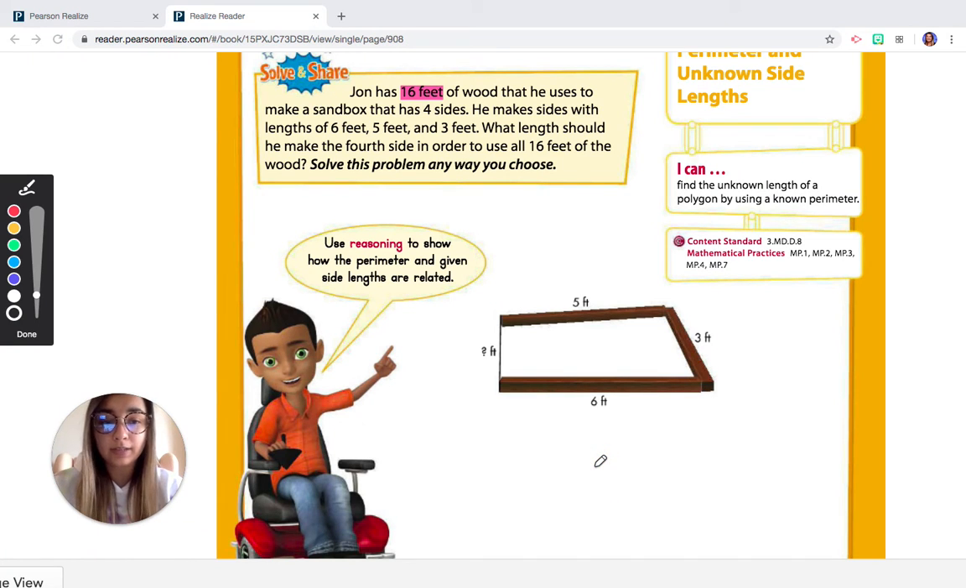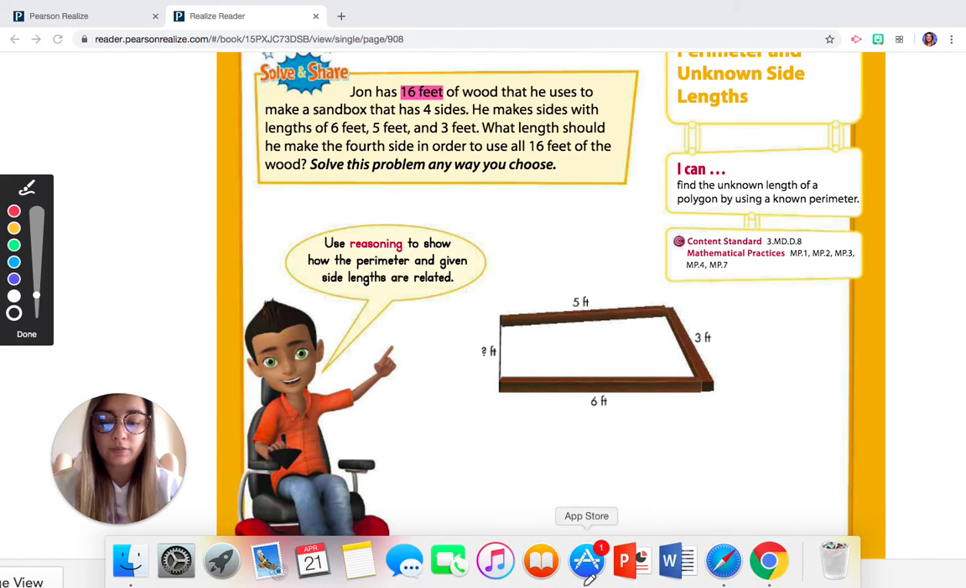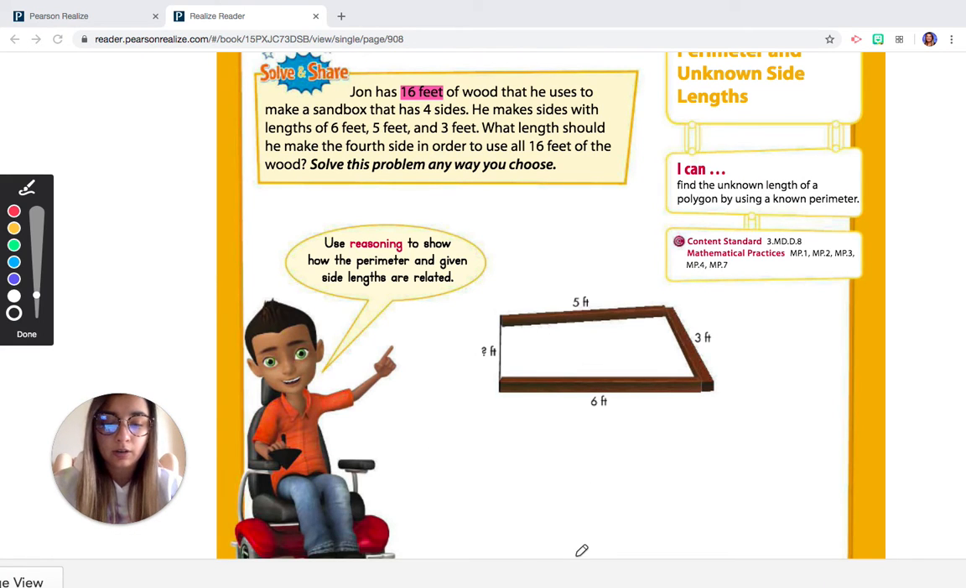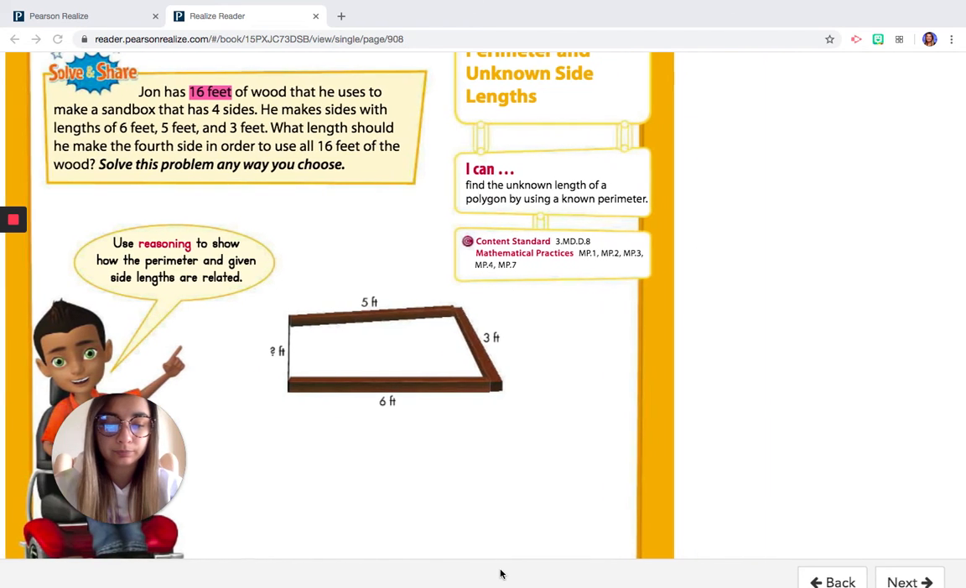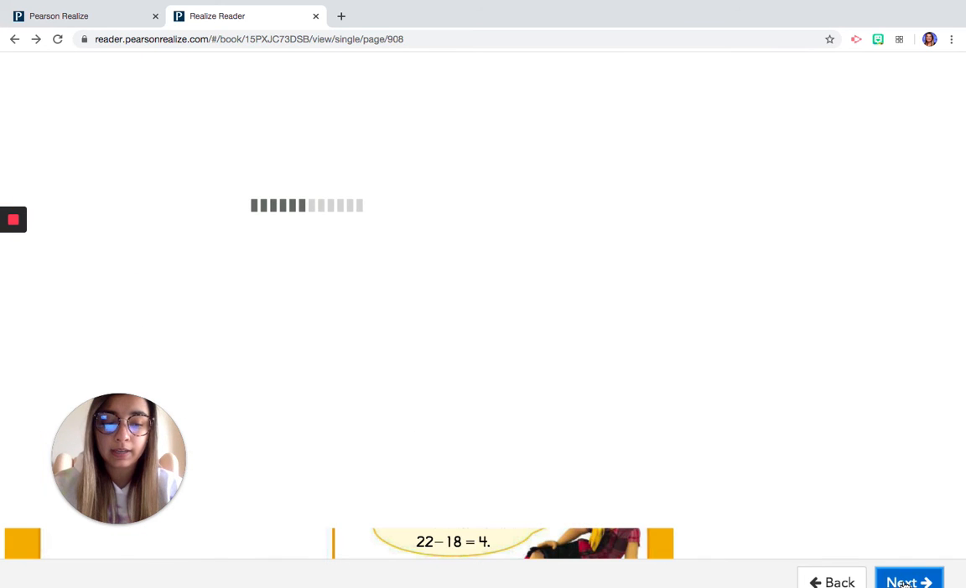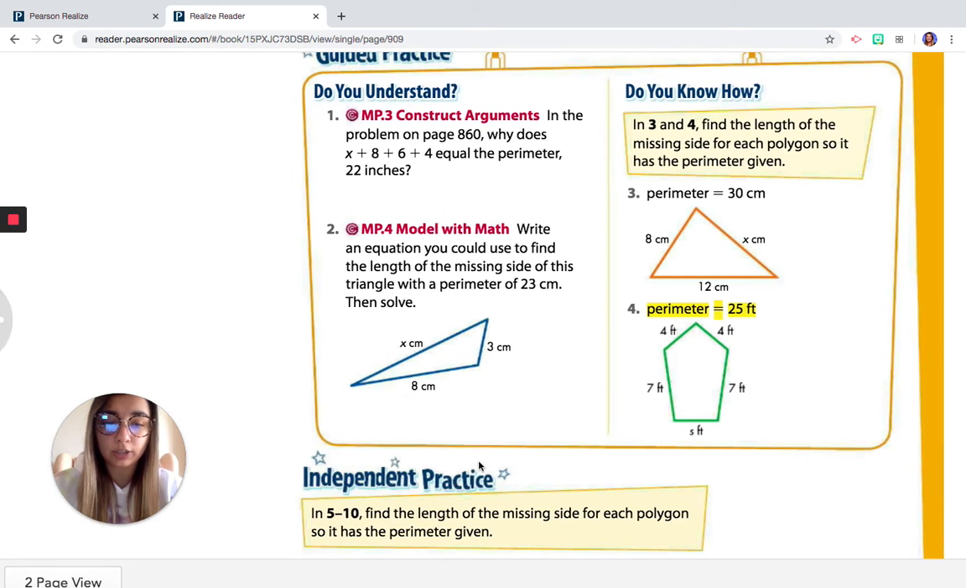This is very simple, and you guys are very smart, so you should catch on pretty quickly. So let's go to the next page. We're going to do 2 different examples, and then I'm going to send you off to do the quick check.